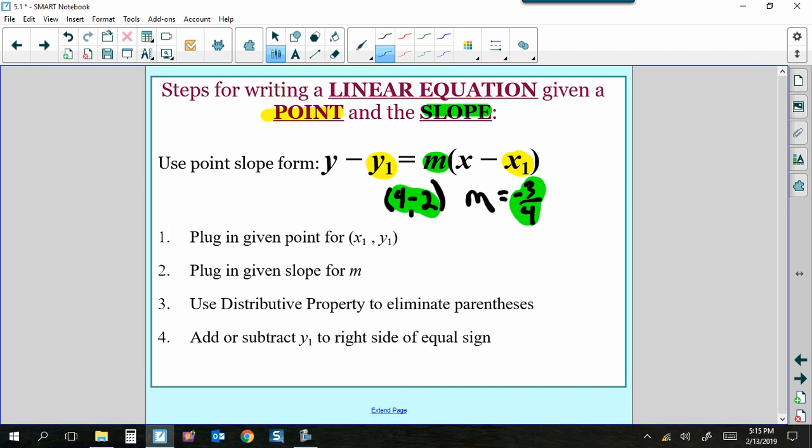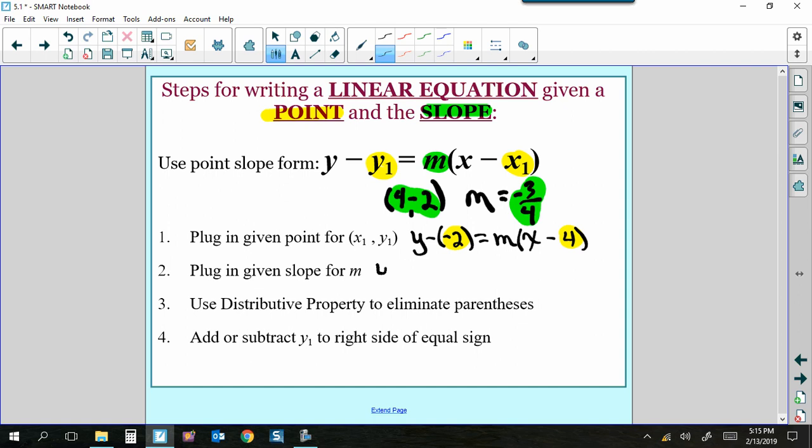So if you actually just follow your steps one step at a time, what we're going to do is go ahead and substitute in our x1 and our y1. So we get y minus a -2. Be very careful with that because we are substituting in a -2 into an equation that has a minus. So it's y minus a -2 is equal to m times x minus 4.